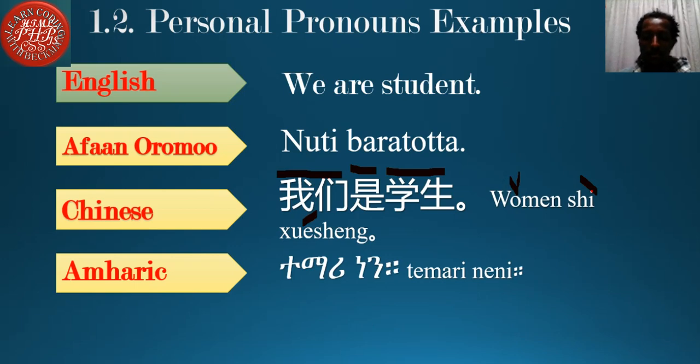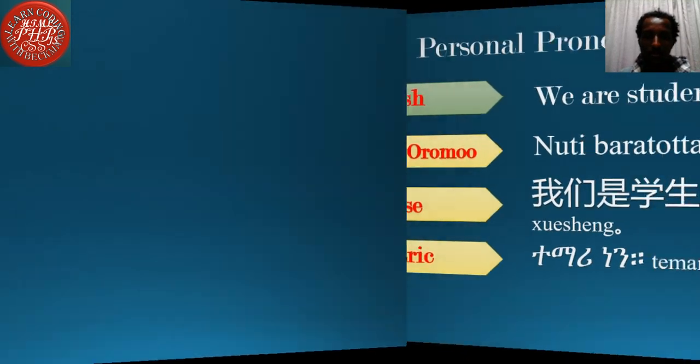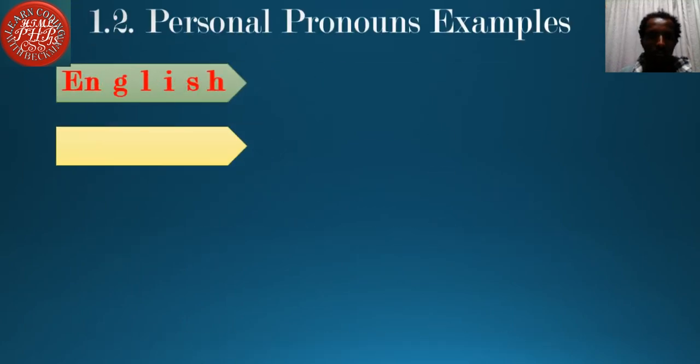In case of Amharic, we say 他们人。 人 is indicating we, and 他们 is just to indicate students, okay? I think you are feeling more good and interested. So we will continue to the last example concerning personal pronouns.